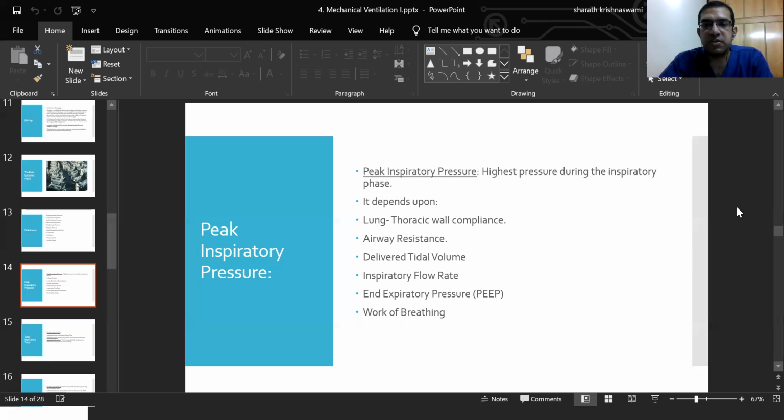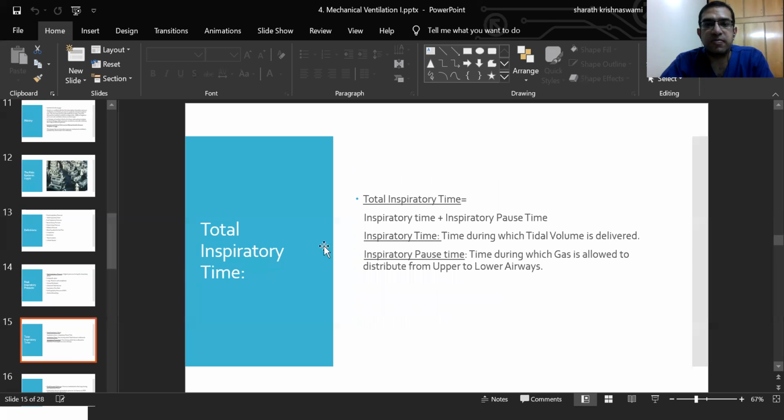We shall look through the following definitions as the class goes by. Total inspiratory time is constituted by the inspiratory time and the inspiratory pause time. The inspiratory time is the time during which the tidal volume is delivered. The inspiratory pause time is the time during which the gas is allowed to distribute from the upper airways to the lower airways.